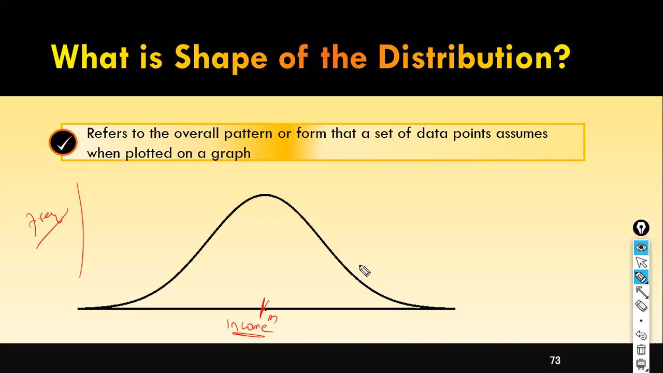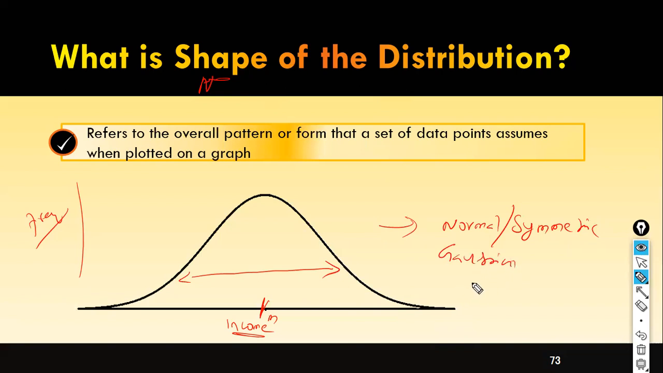it helps you understand how the data is spread out over the range of possible values. Look here, when I plotted the income in my histogram, I can see the spread of my data set, how spread out it is. The shape of distribution in this case is a normal distribution. It is also called a symmetric distribution, or some people call it a Gaussian distribution.